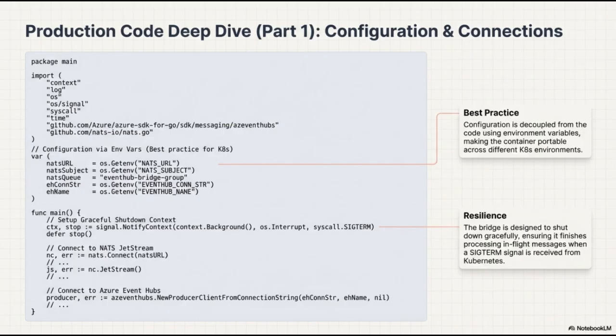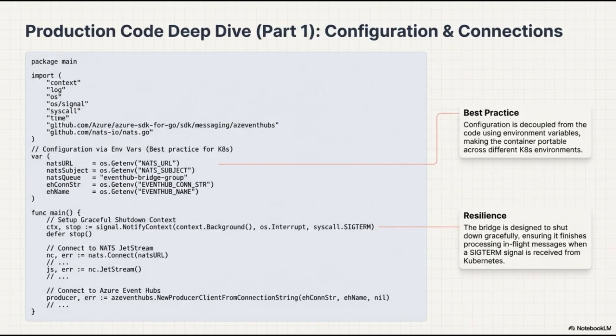This approach is a standard best practice for containerized applications, particularly in Kubernetes, as it ensures portability across various environments without requiring code changes. Within the main function, the implementation prioritizes resilience through a graceful shutdown mechanism. By using context with signal notification for interrupts and termination signals, the application is designed to catch signals from the orchestration layer. This allows the system to complete any active processing tasks before shutting down, preventing data loss.